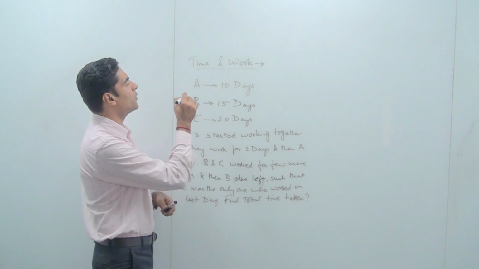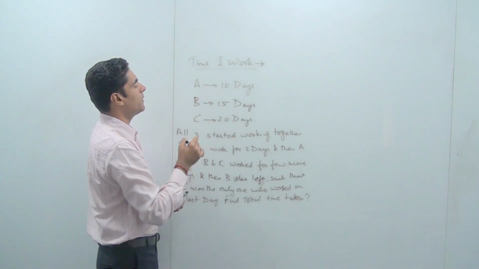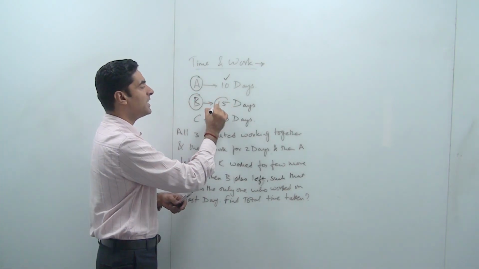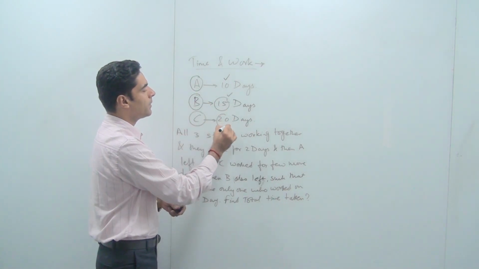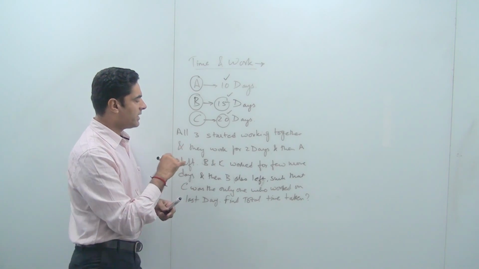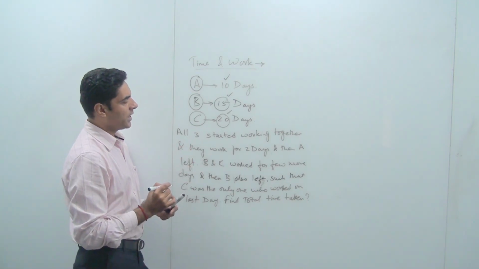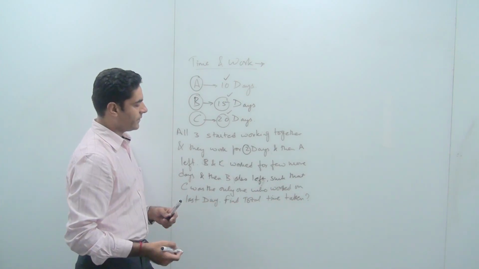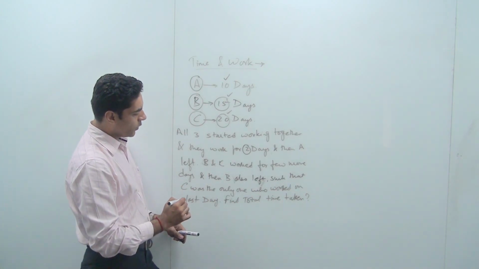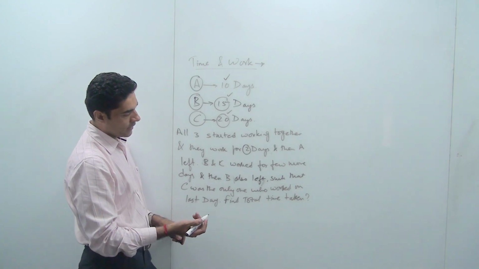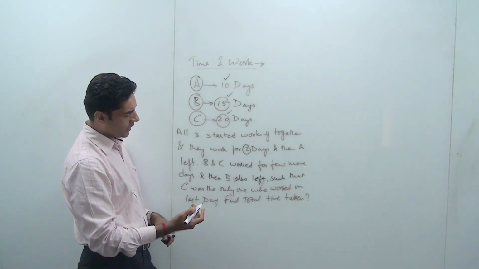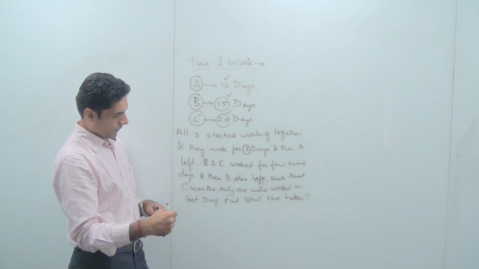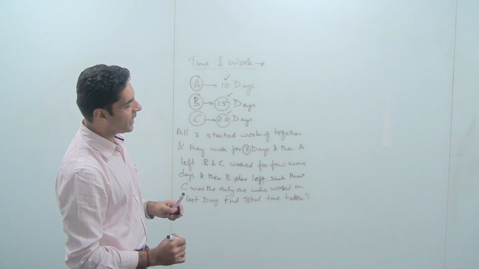Let's say the question is that there are three persons A, B and C. A alone can complete some work in 10 days, B alone can complete the same work in 15 days, and C alone can complete the same work in 20 days. All three started working together and worked together for 2 days. After the second day, A left. B and C worked for a few more days and then B also left, such that C was the only one who worked on the last day. That means the only person working on the last day is C. You are supposed to find the total time taken to complete the work.